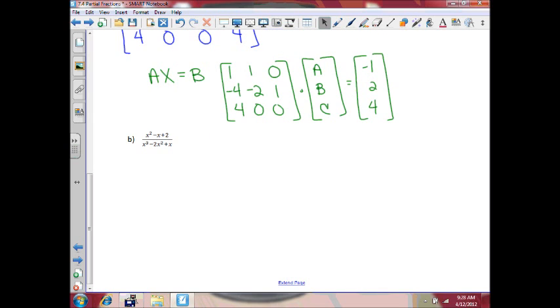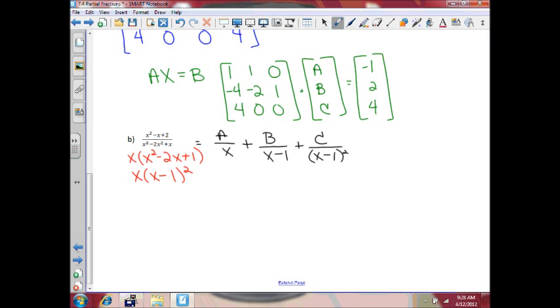Now, for example B, we can factor out an x, be left with x squared minus 2x plus 1, which again will factor to x minus 1 quantity squared, which means this will be A over x plus B over x minus 1 plus C over x minus 1 quantity squared. Now, the A over x term, or fraction, is missing x minus 1 quantity squared, so x squared minus 2x plus 1 is actually missing, so we'll have that, plus B times x minus 1 plus C times x.